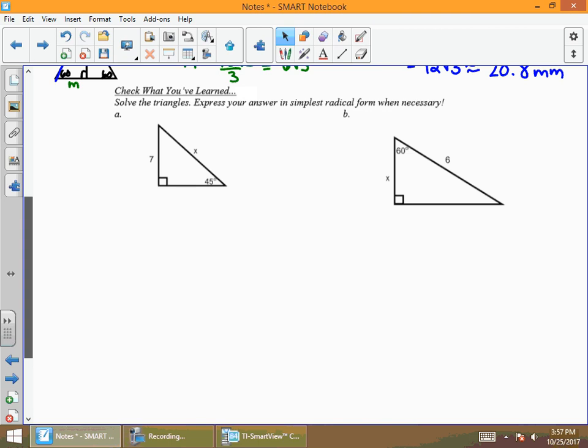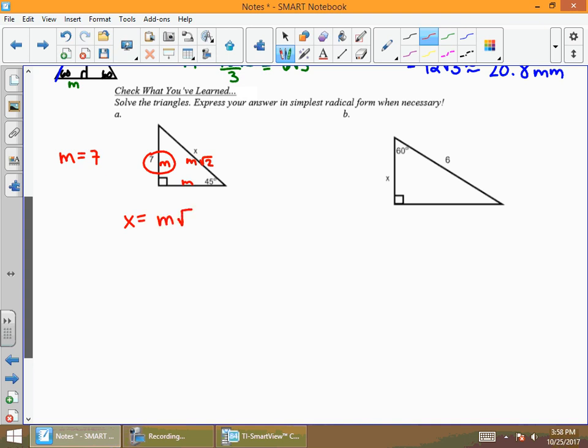Okay, and here we are taking a look at the 45-45-90 triangle. My legs are m. The hypotenuse is m radical 2. So first find m. Well, right there's my number. 7 is m. m is equal to 7. So to find x, x is equal to m radical 2. Well, I know m now. m is 7, so 7 radical 2. That is x.